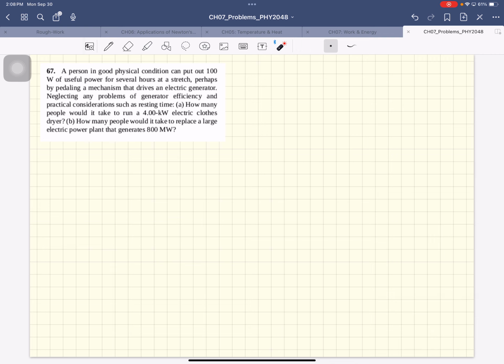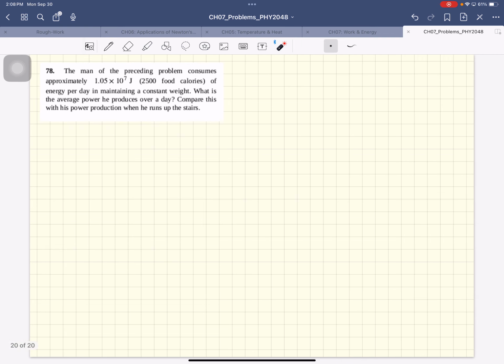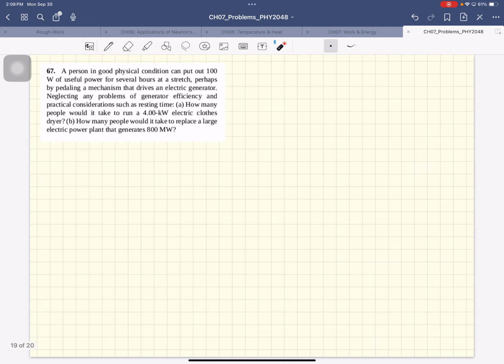This is sort of a silly problem. All right, well, okay, we'll do a silly part. So a person in good physical condition can put out 100 watts of useful power for several hours at a stretch, perhaps by pedaling a mechanism that drives an electric generator. Okay. So roughly the idea is you can work at 1/10 of a horsepower for several hours. And 1/10 of a horsepower is 75 watts, which is roughly this.